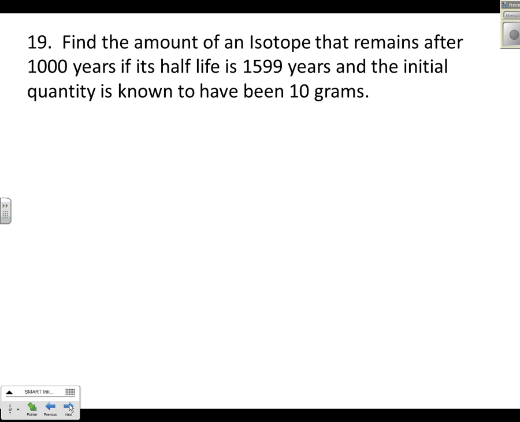Number 19, find the amount of an isotope that remains after 1,000 years if its half-life is 1599 years and the initial quantity is known to have been 10 grams. Our half-life formula, this is one that should make sense to you. If it doesn't, you may want to ask questions on that. I would write it: the amount we have after time t has passed equals the initial amount. And with a half-life, what do we do? We just start multiplying by half. How often do we multiply by a half? In this case, every 1,599 years.